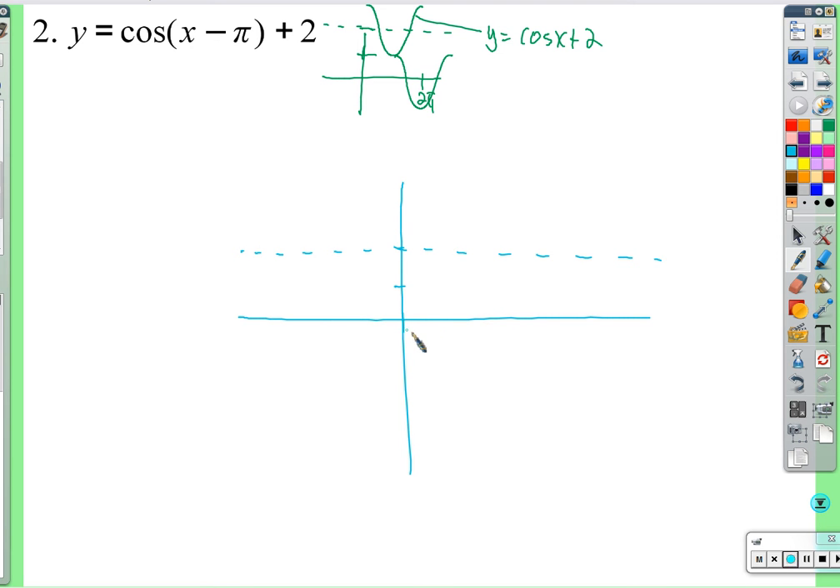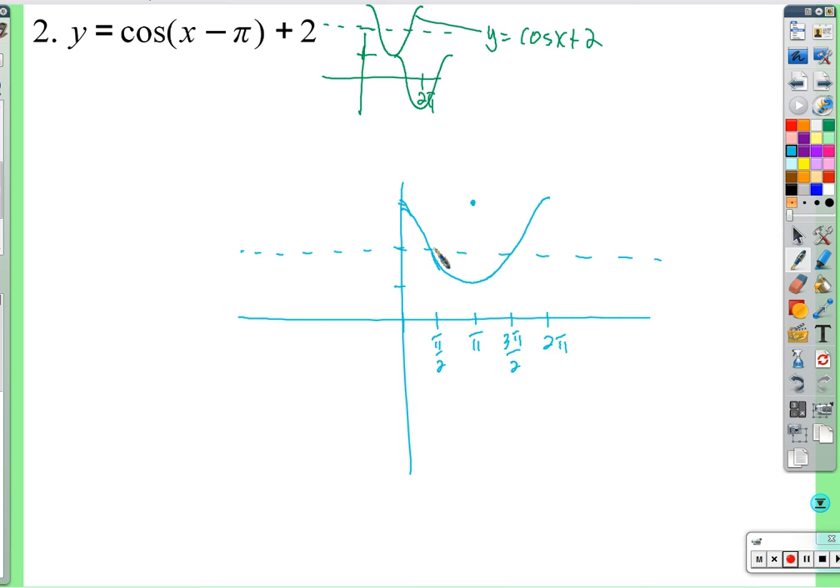So instead of being at 0, pi over 2, pi, 3 pi over 2, 2 pi, we're going to move all these points to the right by the amount of pi. So this point that was at zero, we move it over. If we move this over pi, where will it be? It'll be right at pi.